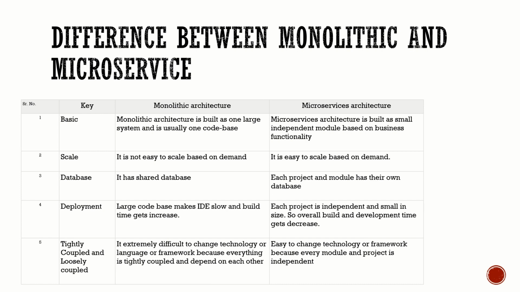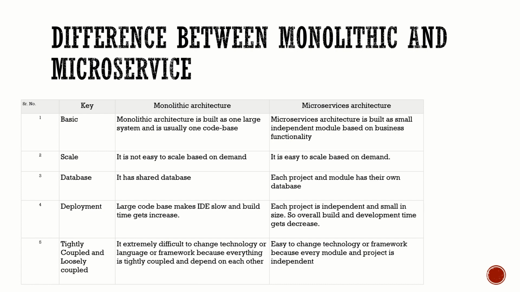Okay, so coming to the fifth point, which is tightly coupled and loosely coupled. Monolithic architecture is tightly coupled and it does not allow us to introduce new technologies. But this is not the case for the microservice architecture because it is loosely coupled. We can involve different types of technology stacks here.